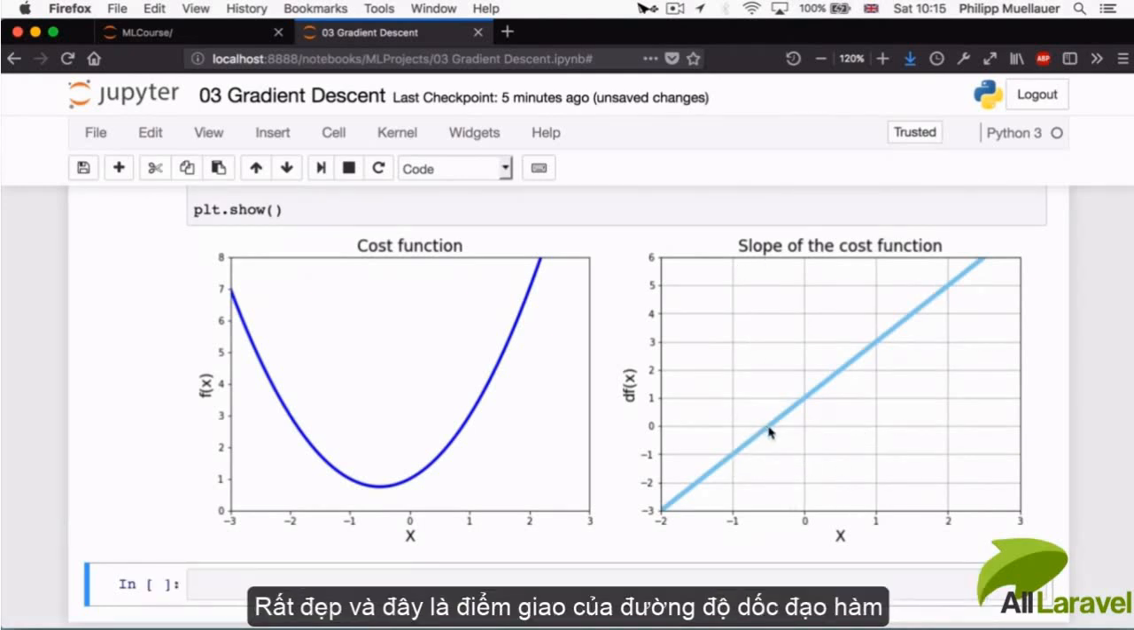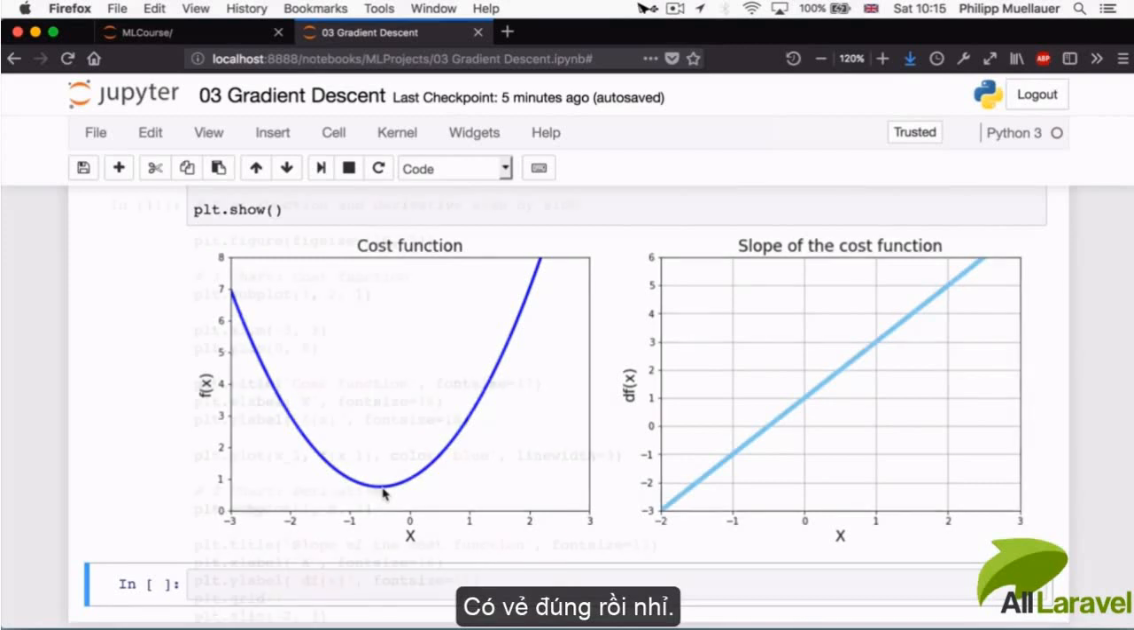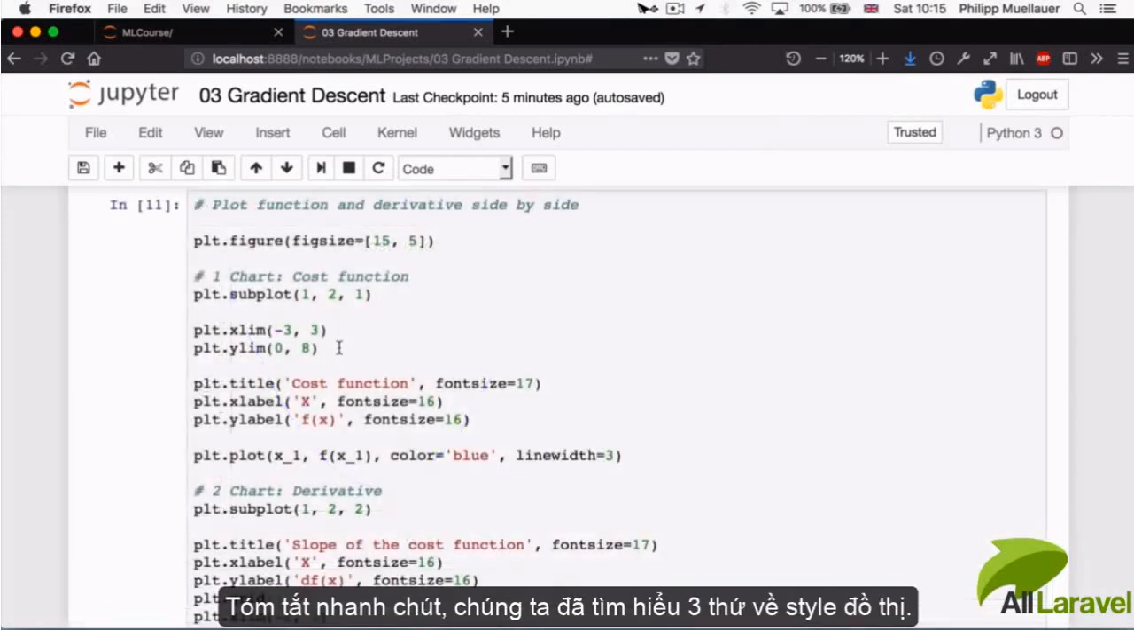And now it's very, very nice to see that our intersection of the slope of the derivative is going to be probably somewhere at the midpoint between -1 and 0. So that's going to be around here somewhere. That seems about right. So as a quick summary, we've covered 3 new things for styling graphs and charts.